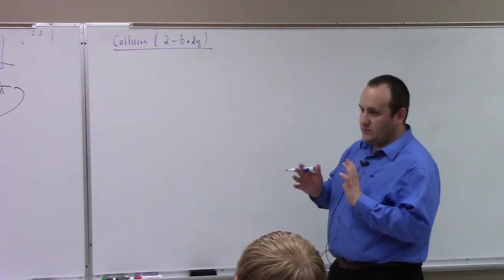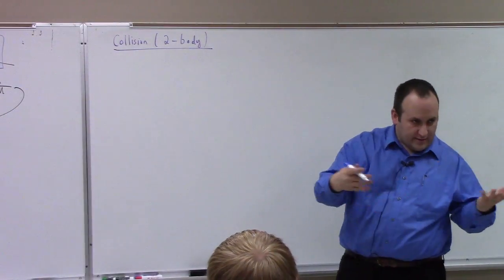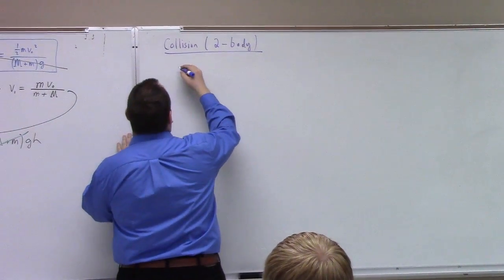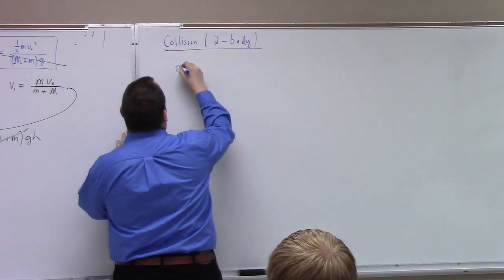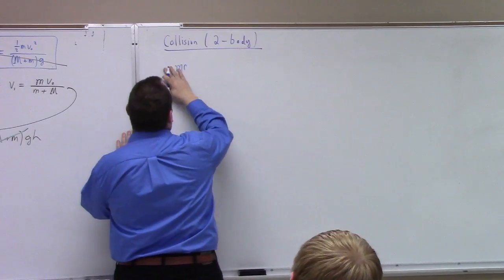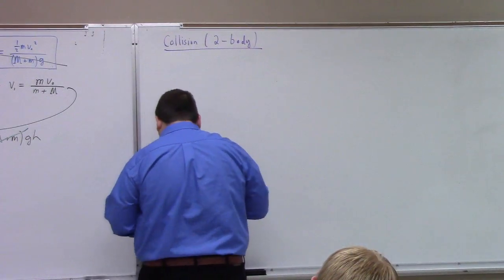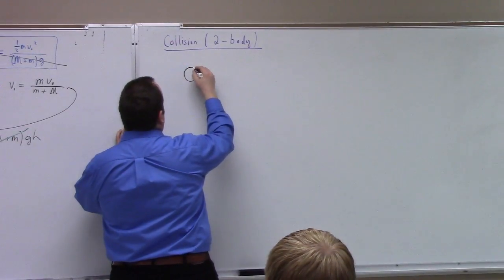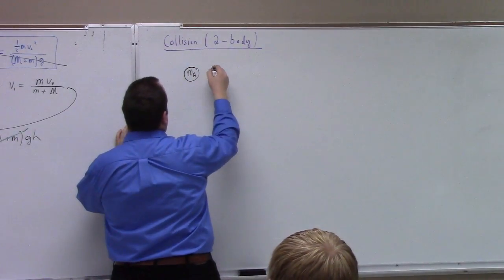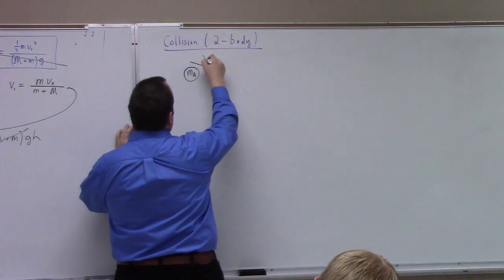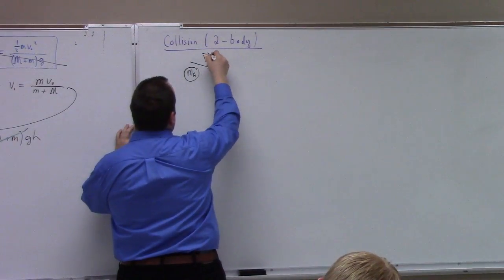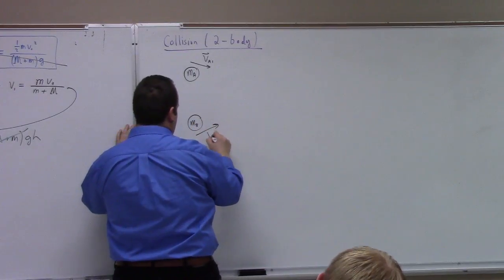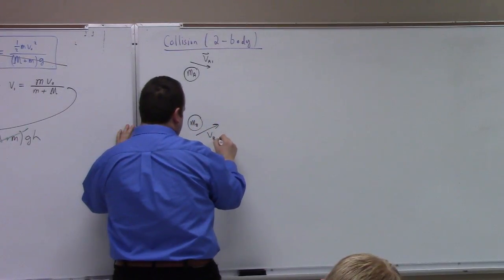So a two-body collision, we can generically cast like this, right? You have something like, let's say, MA. Two bodies, so I've got MA. It's got an initial velocity, VA1. I've got MB. It's got an initial velocity, VB1.